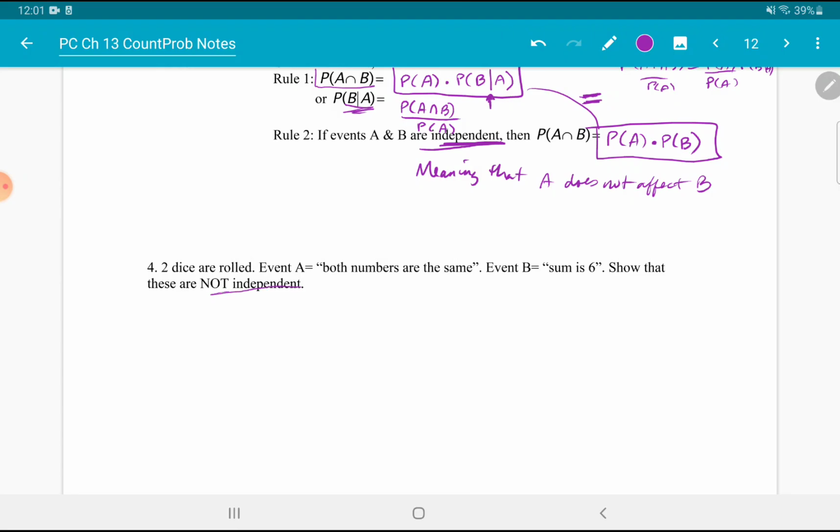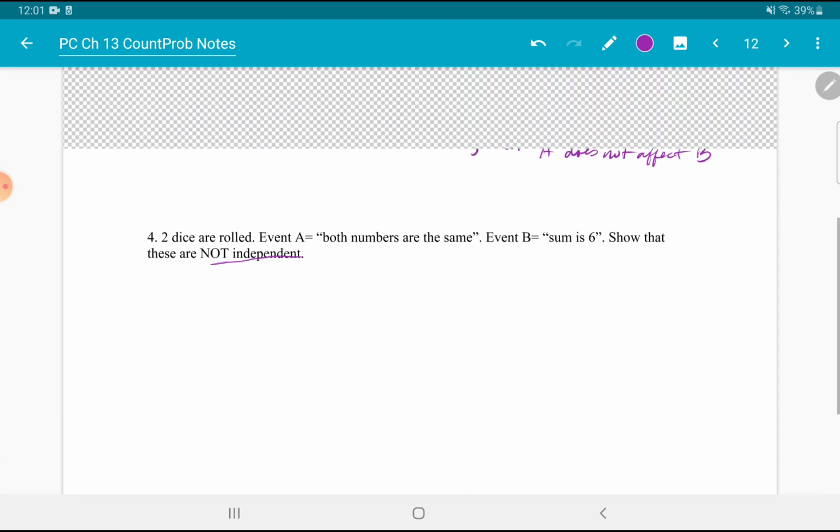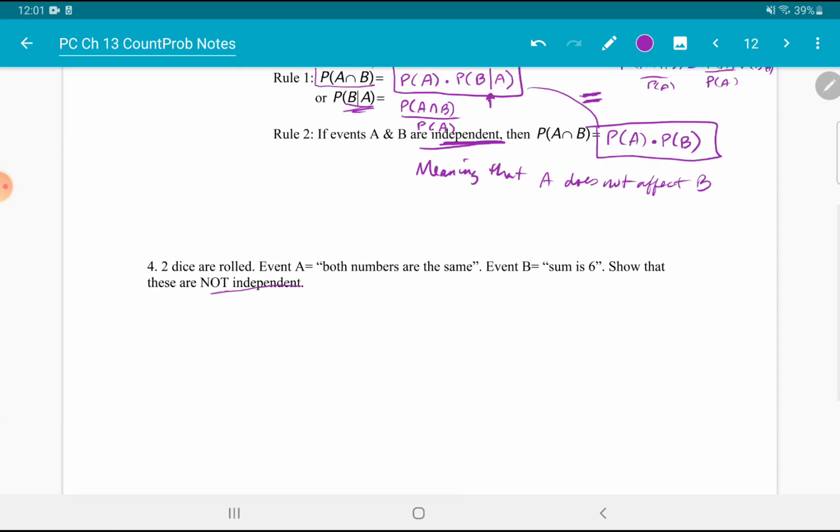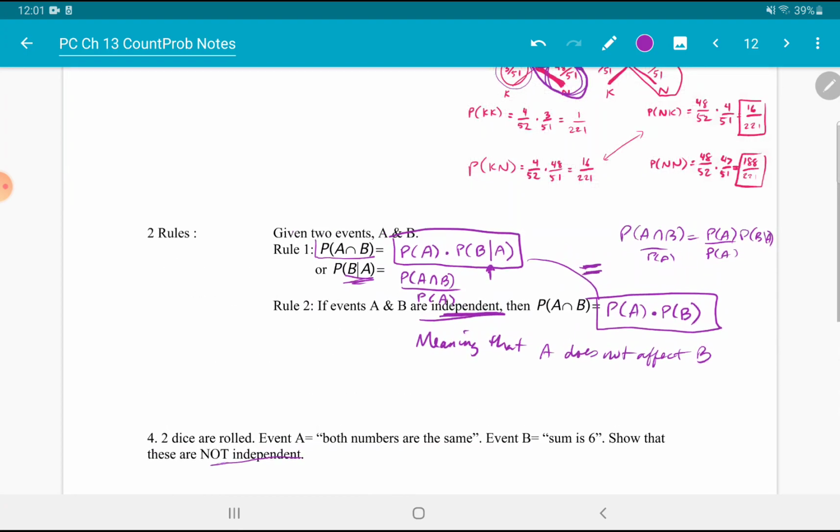Example 4. 2 dice are rolled. Event A, where both numbers are the same, and event B, where the sum is 6. Show that these are not independent events. All right, so now that we're dealing with 2 dice, we're actually going to have to come up with a unique and different way of showing all the possible outcomes.